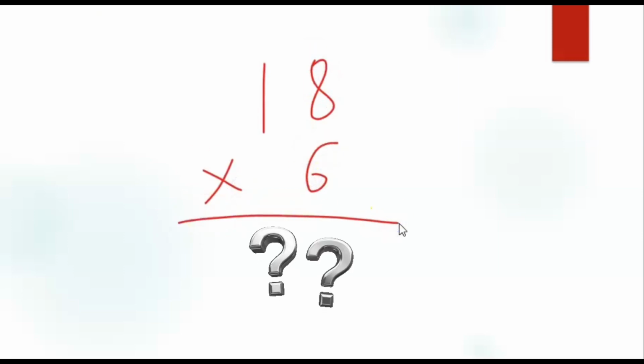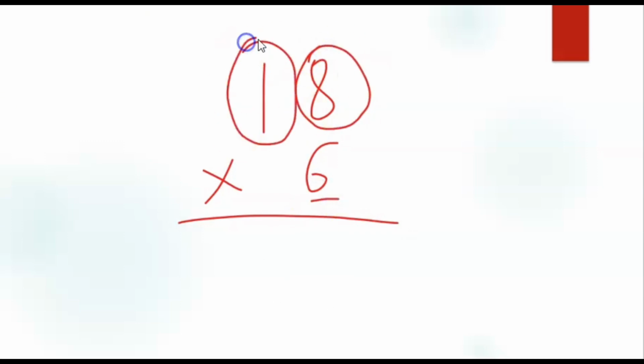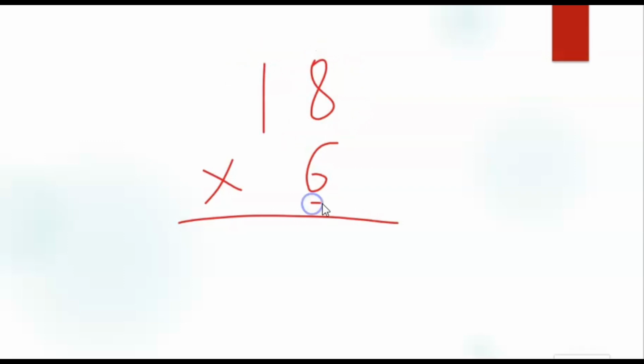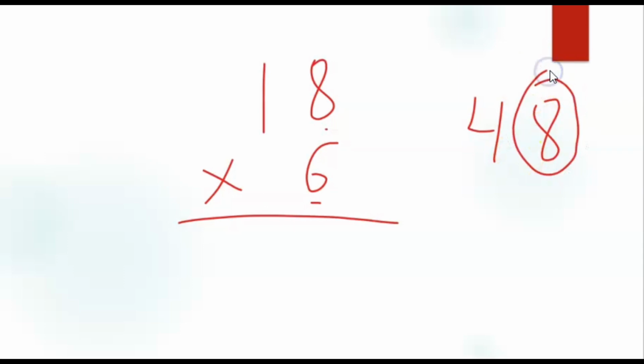Alright friends, let's start off with some easy multiplication number first. 18 times 6. First step, we're gonna multiply this 6 with these two numbers one at a time. First, we're going to multiply this 6 with this 8. So 6 times 8 equals 48. We take this 8, we put it over here. We have 4 in our hand. We can put this 4 on top of 1. We are done with this number.